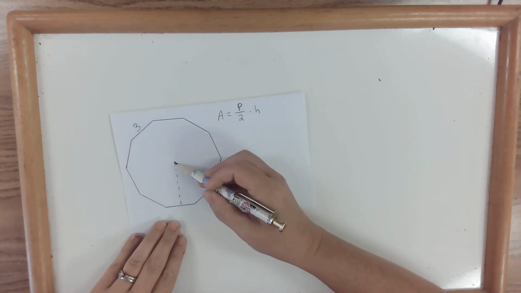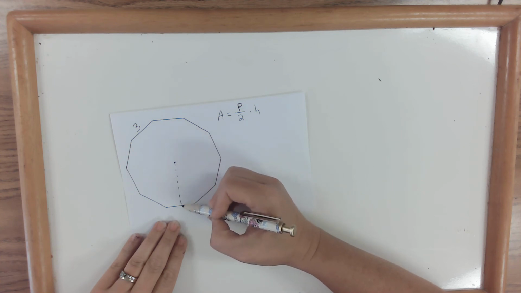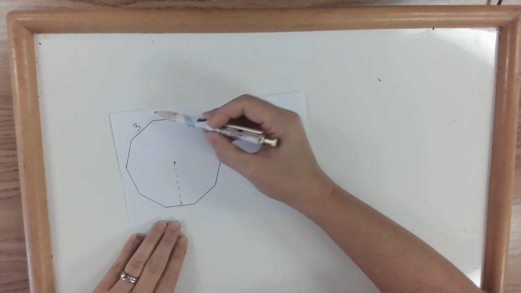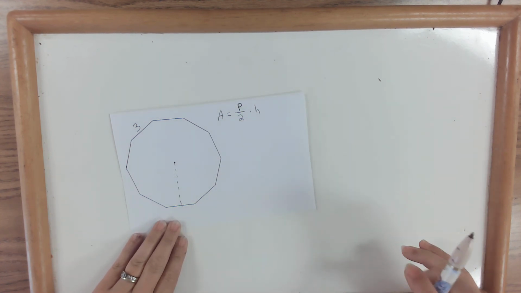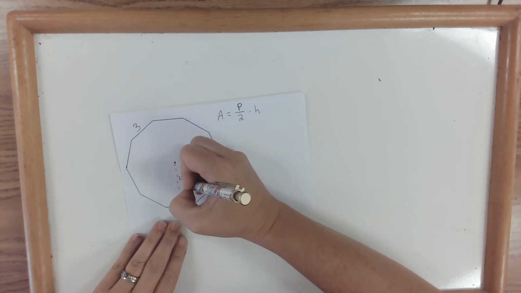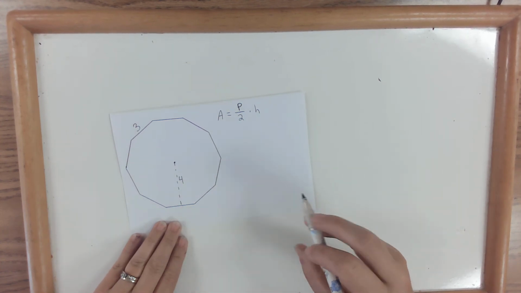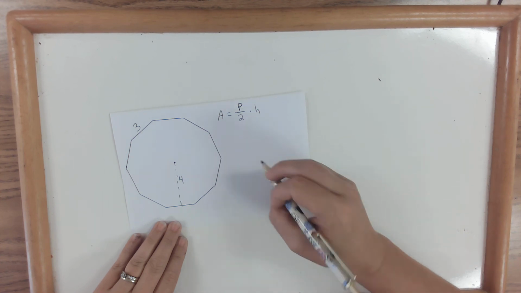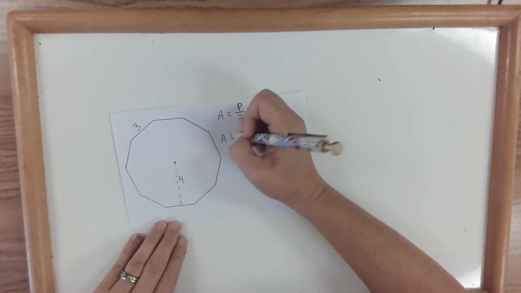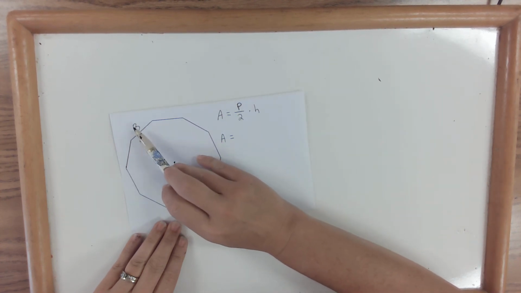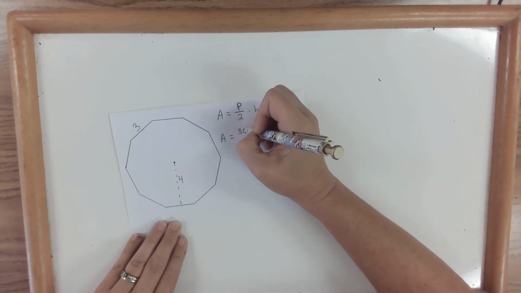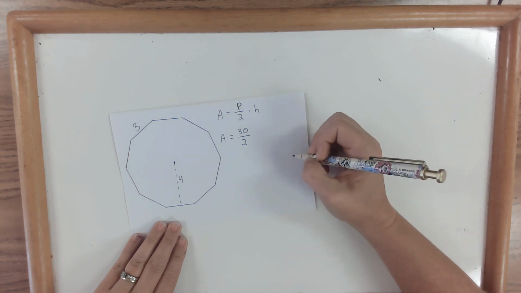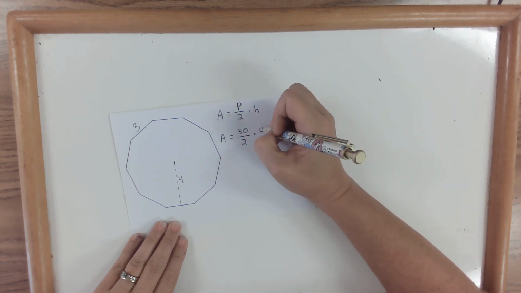Now, when you're doing your own work, your height can be anything because we're not cutting the height in half. And luckily, anything times 10 can be cut in half. So at this point, you can choose any numbers that you like. I will make my height 4. So once I've written my formula, I will now put in my numbers. Now the perimeter is not 3. It's 3 times 10, which is 30, divided by 2 times 4.